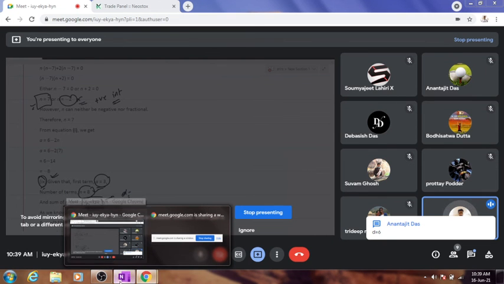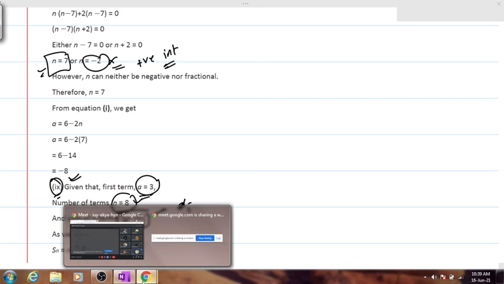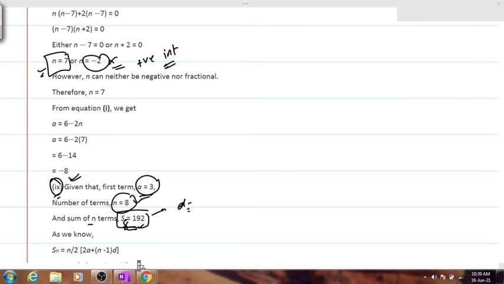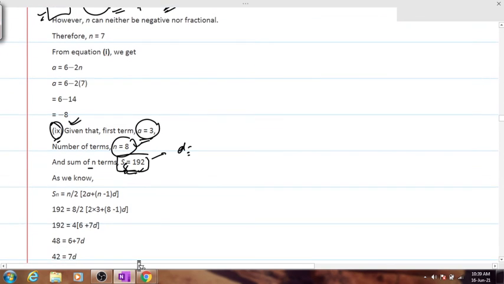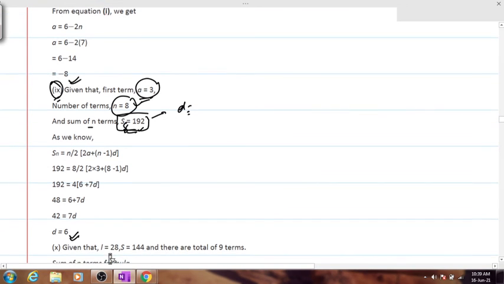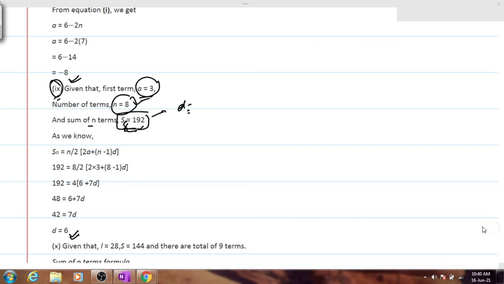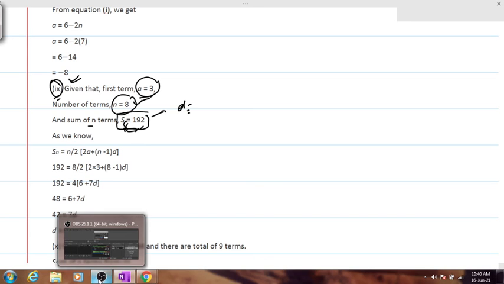Let's see how many can get it. Very good, Anantajit. Debashish, Shubham Ghosh. I hope people can see the screen properly. Once you get the value for d as 6, let me know. It's a very simple one. Clear? Did everybody get the value 6? Very good, Trideep. Debashish, I hope you are doing it. Now, can we move on to the next one? Yes or no? Confirm.